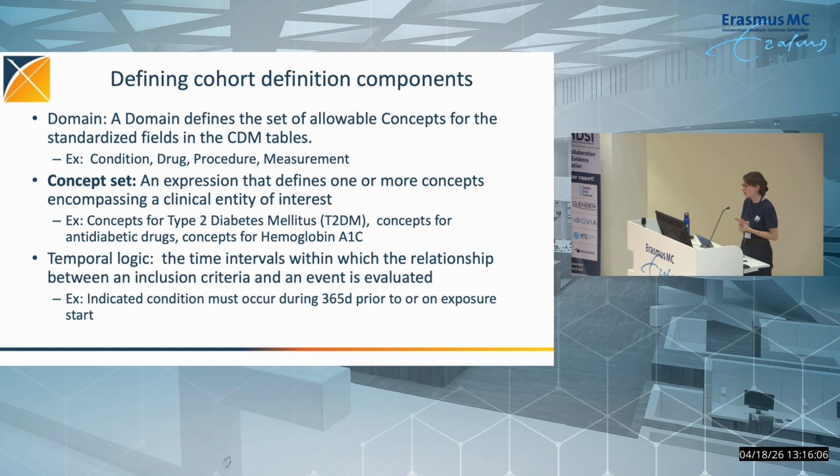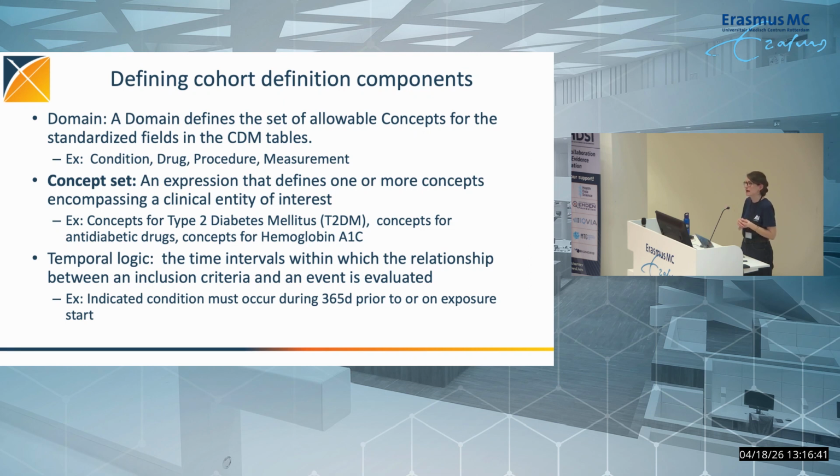There are 3 key components for a cohort. First, the domain. A domain defines the set of allowable concepts for the standardized fields in the CDM tables. When you have the code list, you define where you will find this code, in which domain: condition, measurement, drug, procedure. Then another key concept, the concept set or code list, that is the logic expression of a code list that you will be using to go to the database and identify the individuals with this condition.